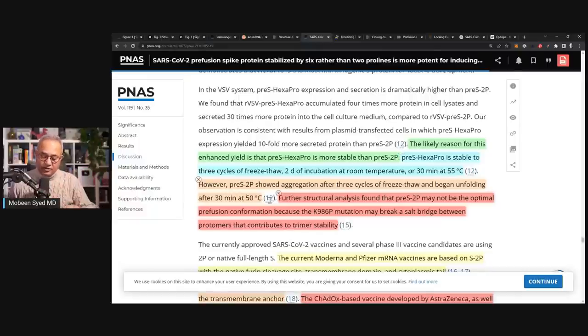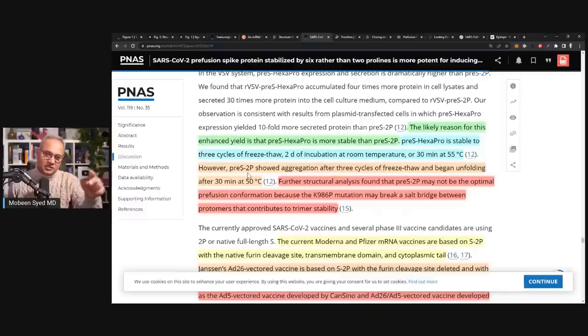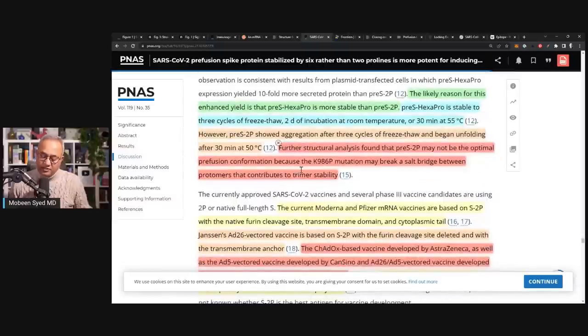It is stable. However, look at this. Pre-S2P, that is the one that is used in vaccines, showed aggregation after 3 cycles of freeze-thaw, so it became kind of misstructured, and began unfolding after 30 minutes at 50 degrees centigrade. Of course, our body is not at 50 degrees centigrade. So if we are making spikes from the mRNA, then 50 degrees centigrade may not be the right answer for them to bloom. They might bloom for other reasons. However, if it is a pre-made spike protein, and if it needs lower temperature, then at 50 degrees, that batch could become bad.